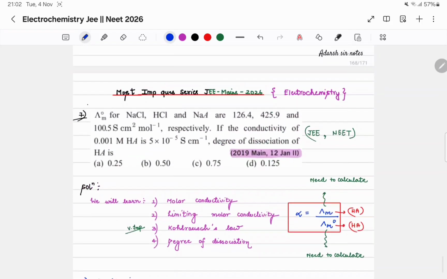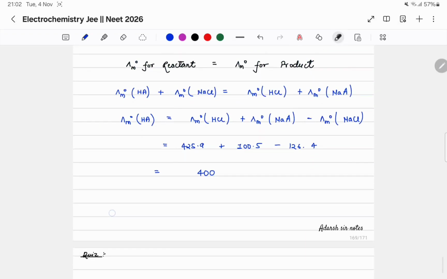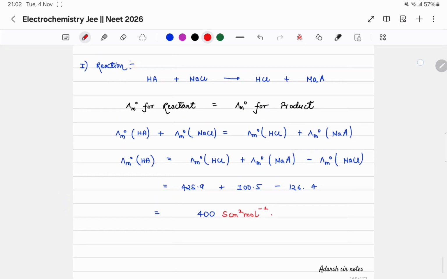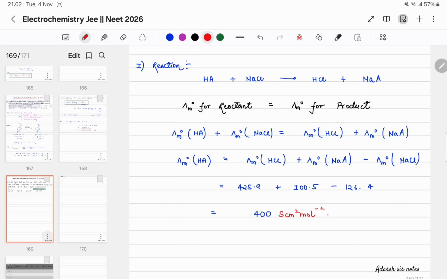Now what is the unit? You don't have to worry about the unit. The unit is Siemens centimeter square mole inverse. So that unit we can write. I have written Siemens. Be aware of the unit, units play a very important role. So I have written 400 Siemens centimeter square mole inverse. Afterwards, let me add one more page.